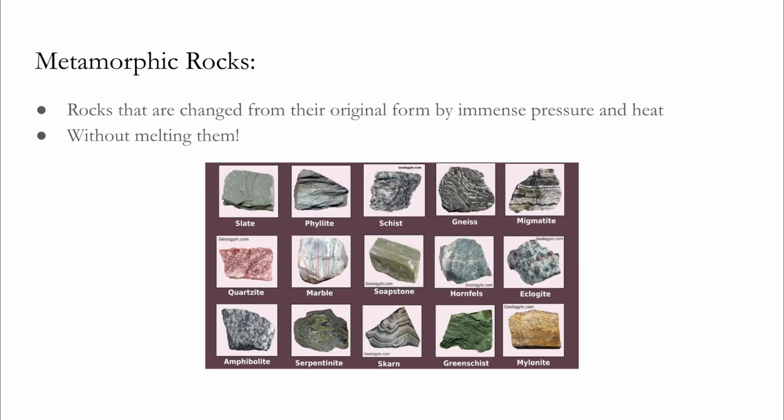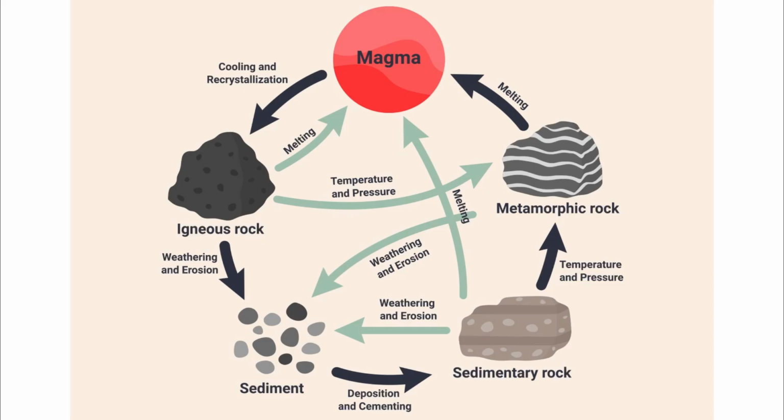Lastly, there are metamorphic rocks. These rocks are formed when existing rocks are altered by heat or pressure, but without melting. For example, shale, a sedimentary rock, can be transformed into slate, and limestone, another sedimentary rock, can be turned into marble. The rock cycle shows how each of these rock types are connected.